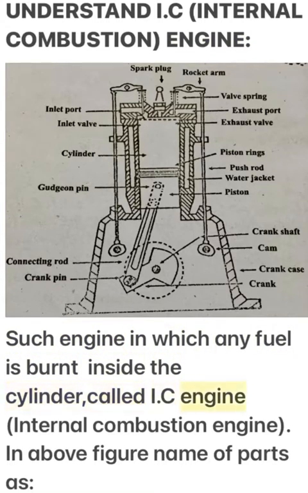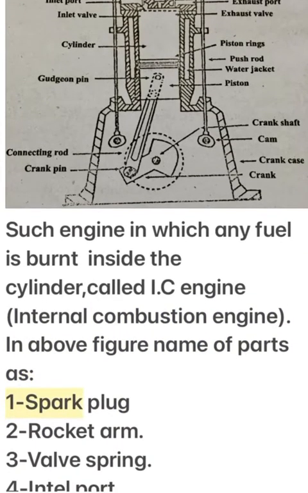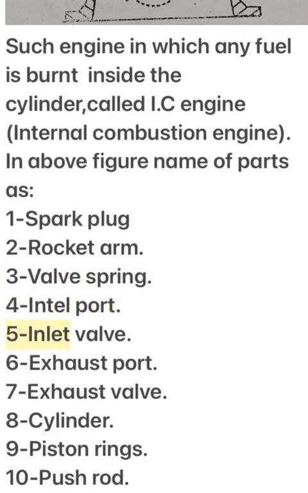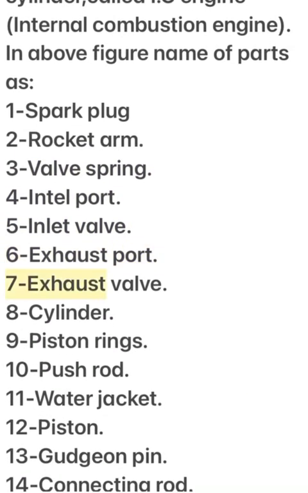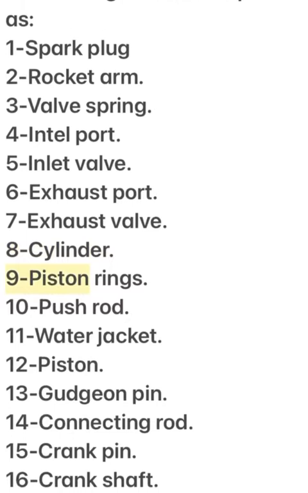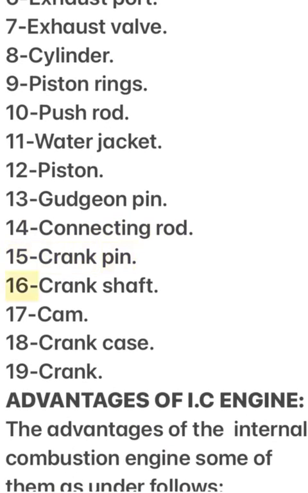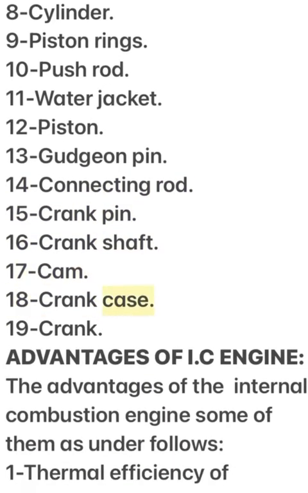Internal combustion. In the above figure, the names of the parts are: 1 spark plug, 2 rocker arm, 3 valve spring, 4 inlet port, 5 inlet valve, 6 exhaust port, 7 exhaust valve, 8 cylinder, 9 piston rings, 10 push rod, 11 water jacket, 12 piston, 13 gudgeon pin, 14 connecting rod, 15 crank pin, 16 crankshaft, 17 cam, 18 crankcase, 19 crank.